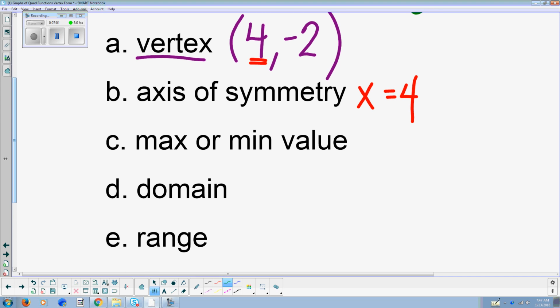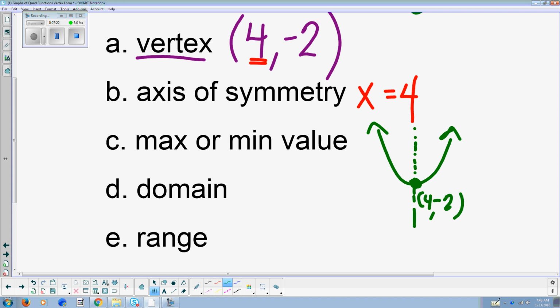So I know this is going to be a smiling parabola. I know my axis of symmetry is at 4. I know my y-coordinate of my vertex is at negative 2. So here is the ordered pair for that vertex.